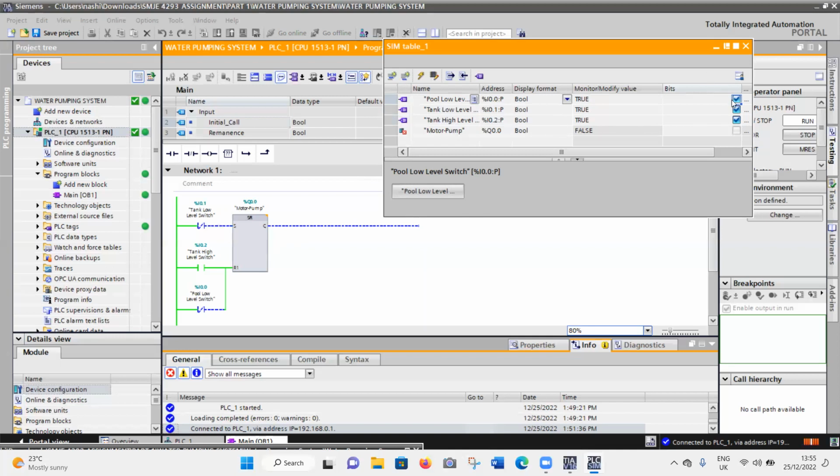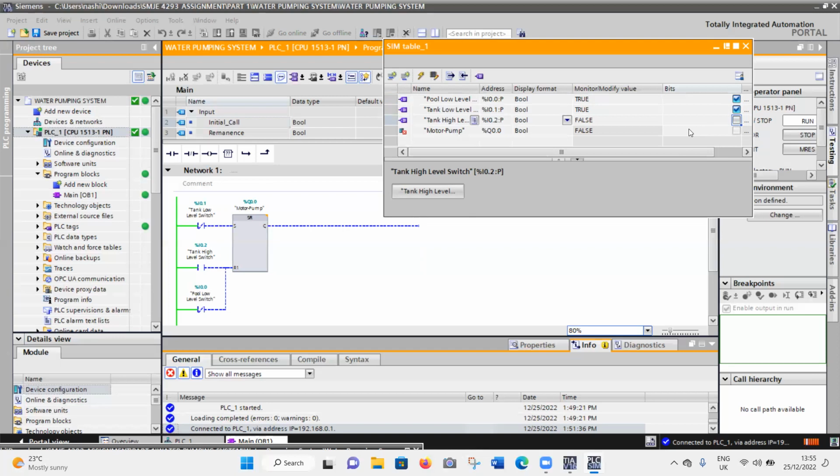Then the tank low level switch becomes active as it detects the water. It is important to remember that the flip-flop still remains in its set command while the pump is still running. So the pool low level switch is switched on, and the tank low level switch is also switched on. The tank high level switch is off because the water is still being pumped.